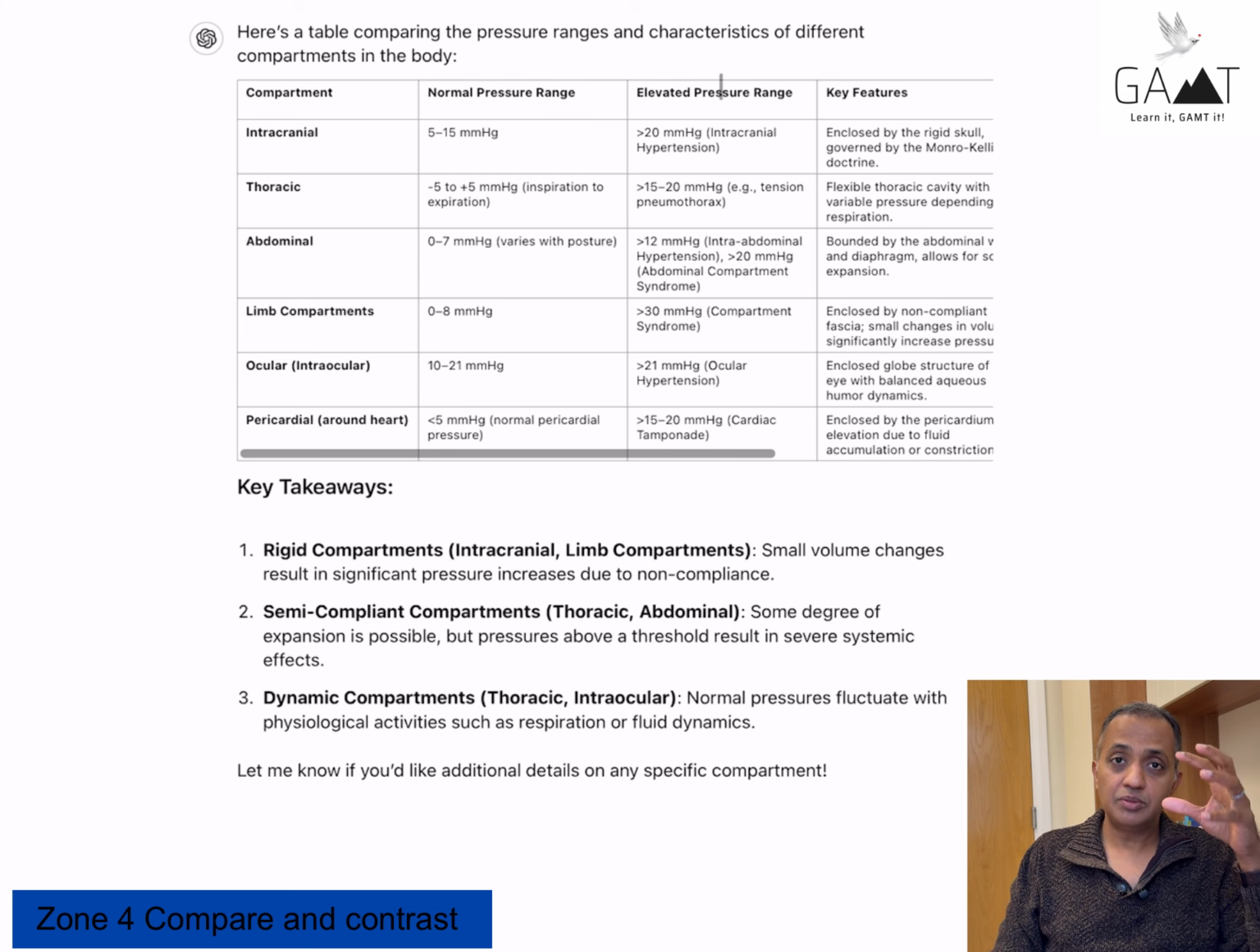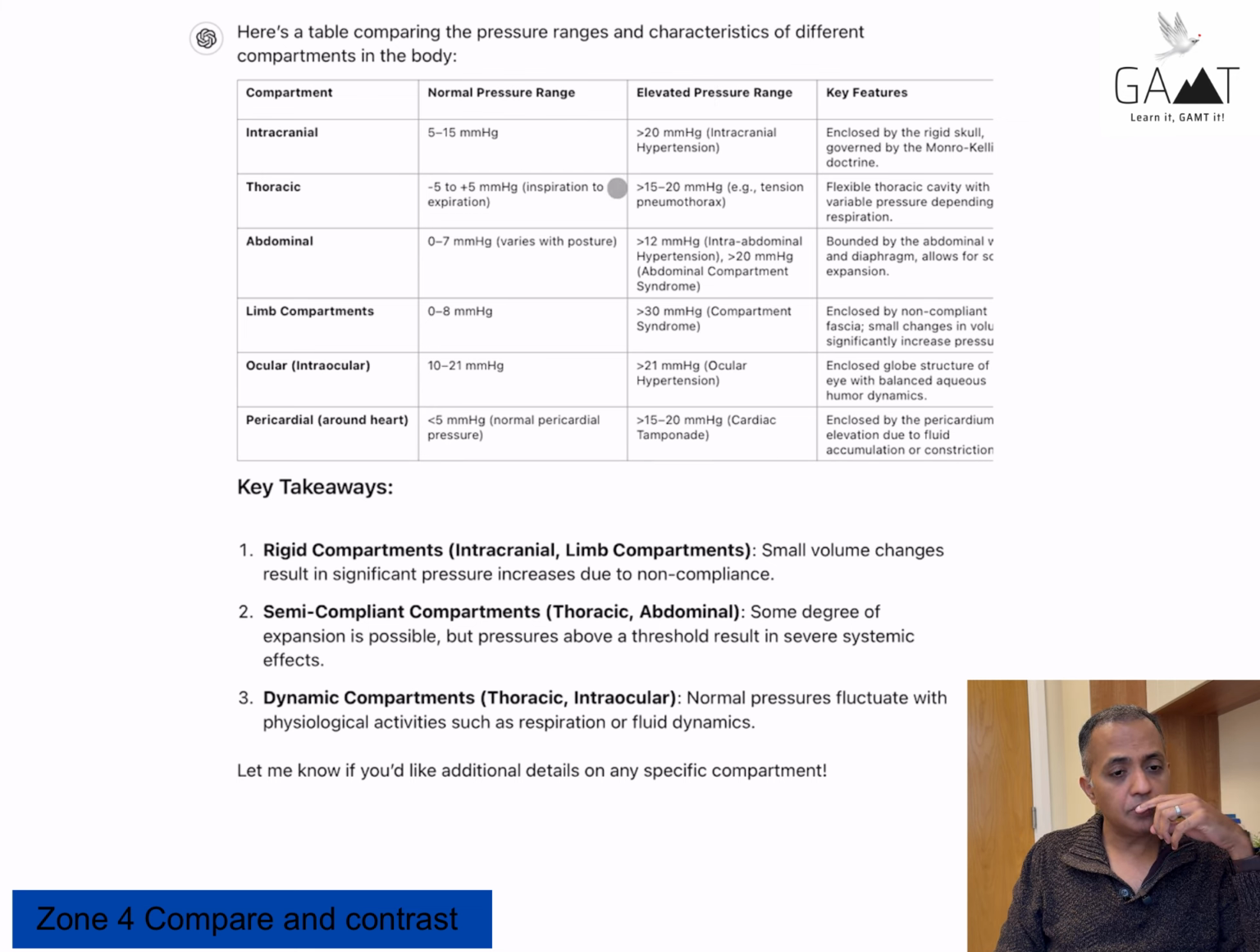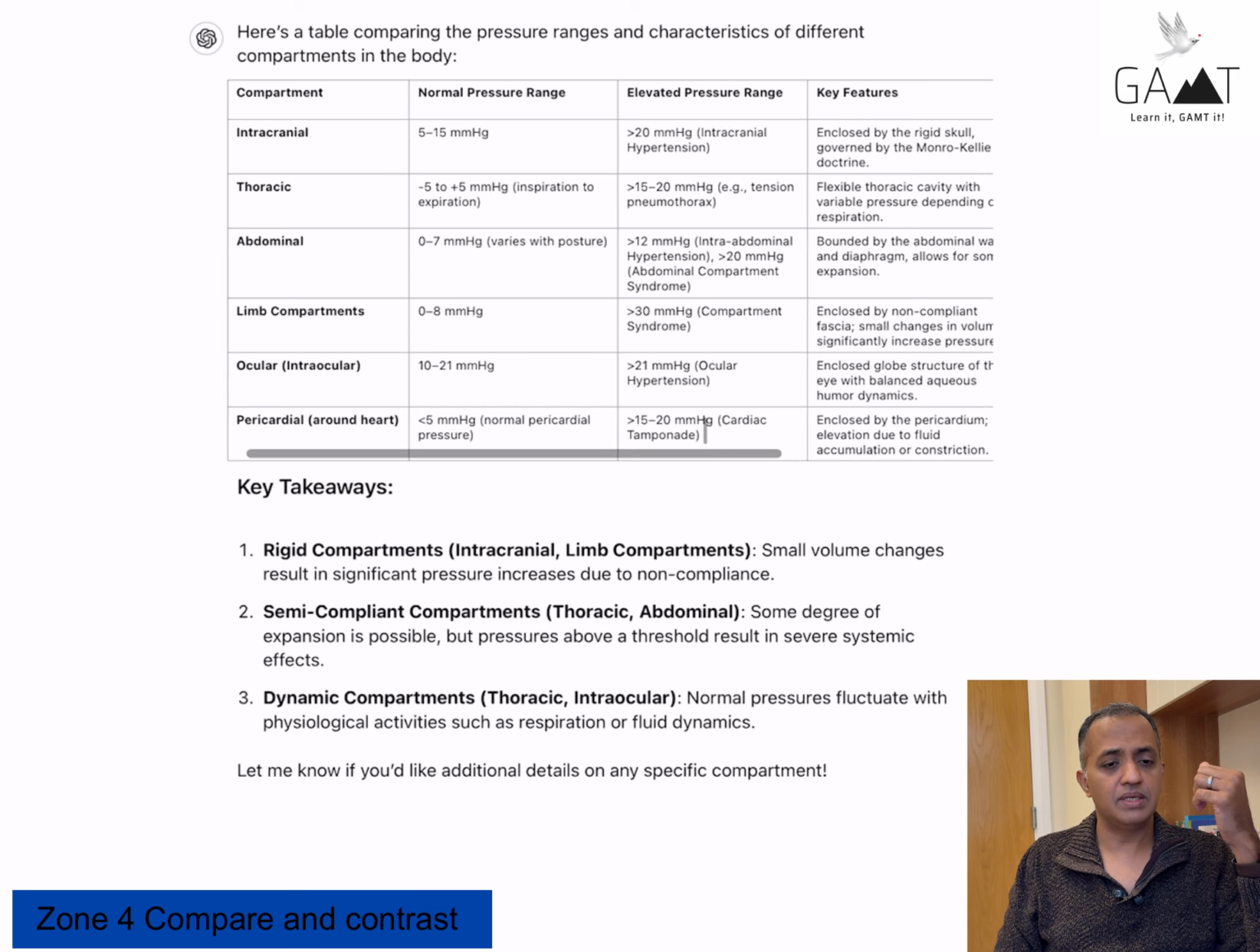Okay, so the elevated pressure range is where it gets very interesting. More than 20 is raised intracranial pressure, so that's pretty high. Thoracic, again, more than 20 millimeters of mercury is called tension pneumothorax. More than 12 is intra-abdominal hypertension. More than 20 is abdominal compartment syndrome. You can see a pattern here: 20 is everywhere. 20 intracranial, 20 in thoracic for tension pneumothorax, 20 for abdominal compartment syndrome. The limb compartment is actually 30, slightly higher. Ocular, more than 21, very similar. More than 20 for cardiac tamponade, 15 to 20. Wow, that's amazing. That's very good.